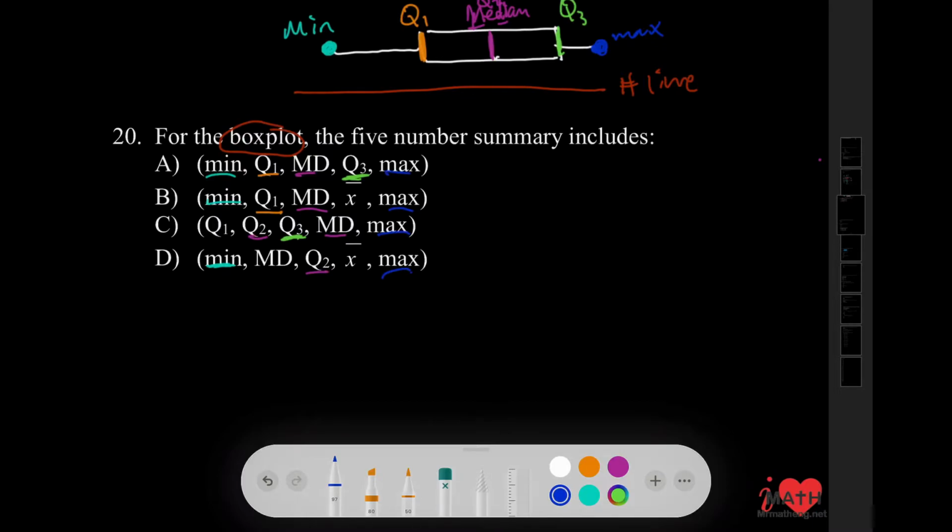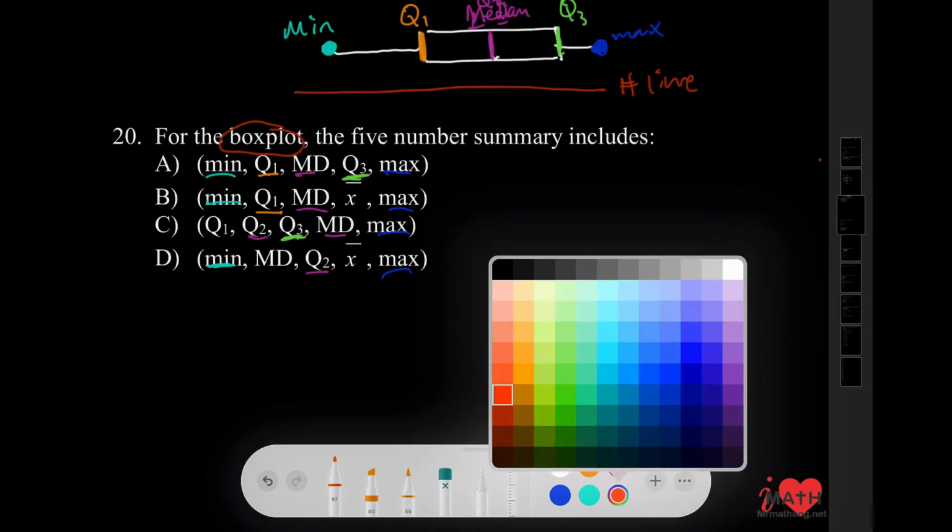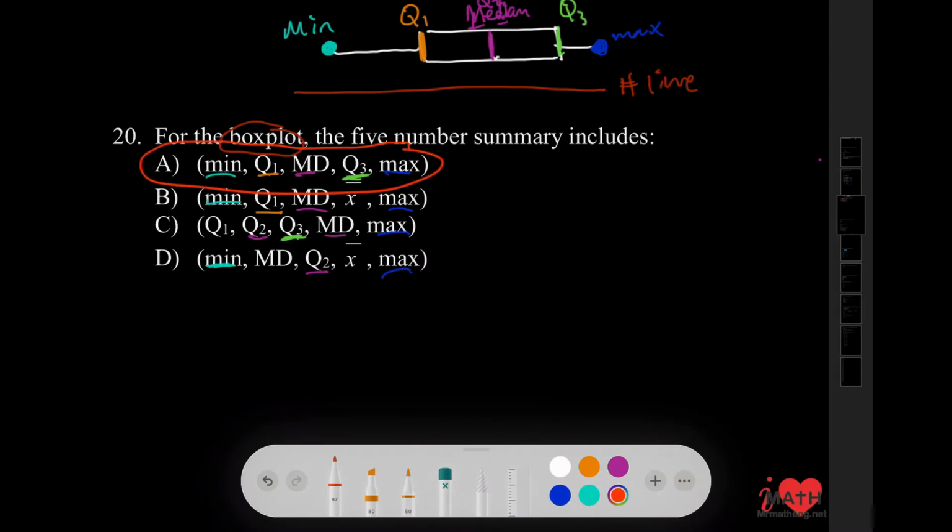Okay. So the only one that actually had all of those was A. 20 is A. Now, I definitely want to also double check that each of these parts right here represents 25%, right? This is 25%, this is 25%, and this is 25%.